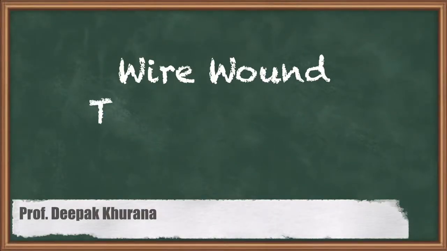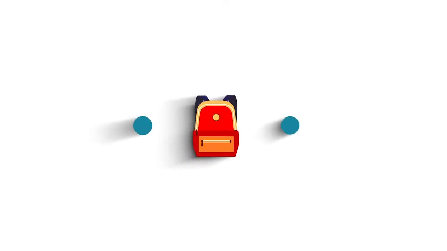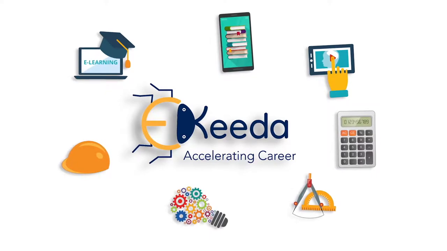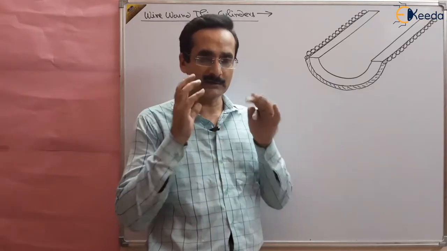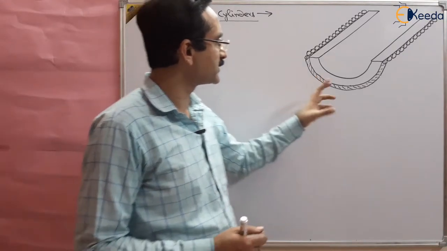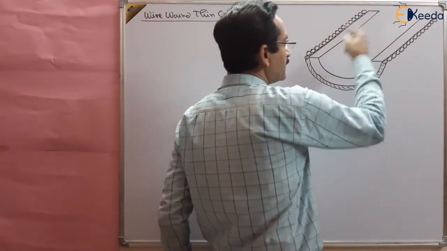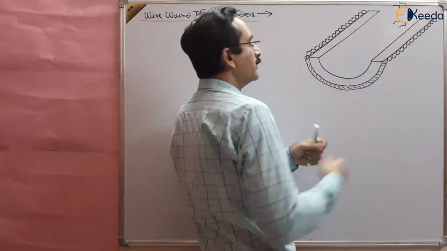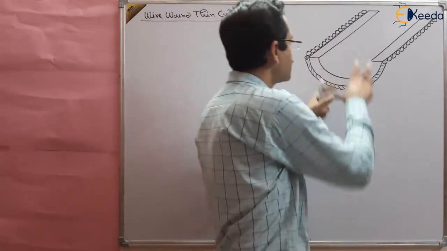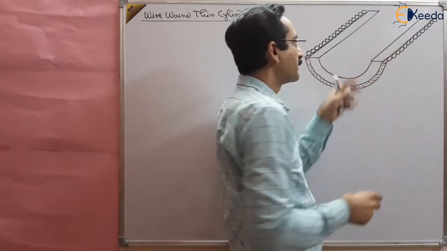Hello students, in this session we are going to study wire wound thin cylinders. We have already studied thin cylinders, and now the thin cylinders are wire wound. We wind wires around a thin cylinder tightly, so that some tension is developed in the wires and some compression is developed in the cylinder before the pressure is applied.